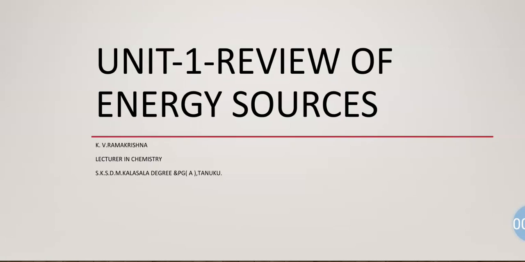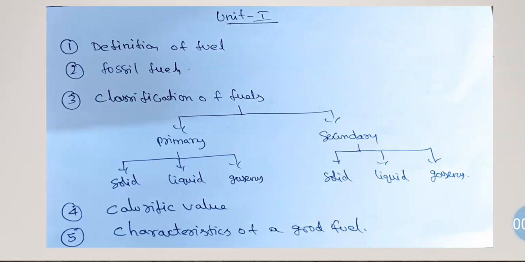In the last class, we have seen petrochemicals like xylene and propylene oxide. There are four more petrochemicals that should be discussed. We shall see those four topics in the next class. In this unit, the remaining topics, that is liquid and gaseous fuels, come under unit 1. Today we shall start unit 1. In this unit we shall discuss one by one.